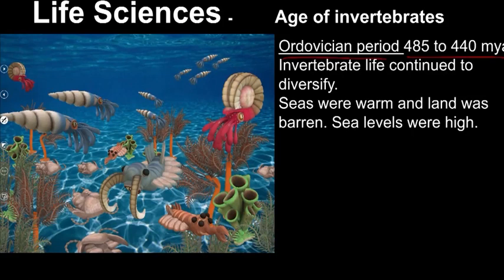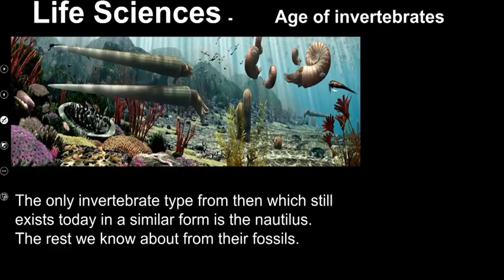Next period was the Ordovician period, which lasted for 45 million years. And during this time, invertebrate life continued to diversify. Seas were warm, sea levels were high. It was a lovely environment, so animals could survive quite easily. Another picture of some of the animals that existed at that particular time. Remember, this is an artist's representation.